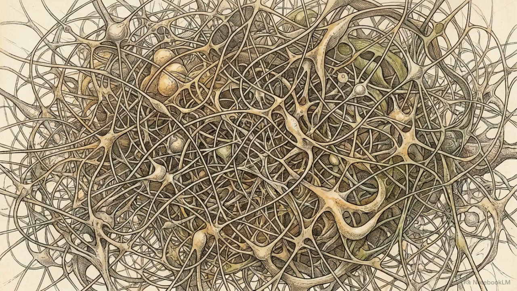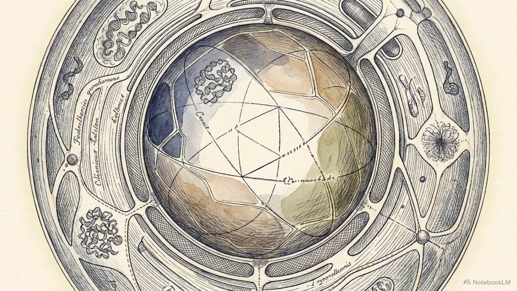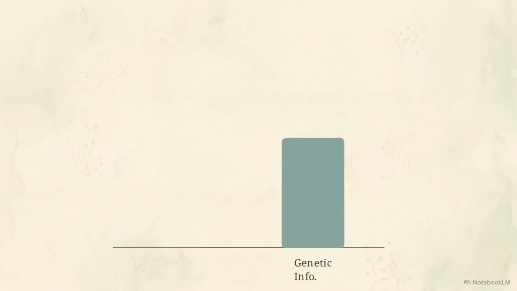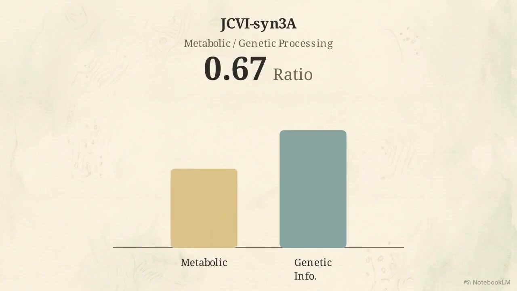Naturally occurring cells carry millions of years of evolutionary baggage. They rely on layered, redundant systems that obscure how core biological functions actually operate. By stripping away that redundancy, syn3A provides a completely isolated testing environment. This rigorous minimalism extends to its internal architecture. syn3A operates with the smallest known ratio of metabolic to genetic information processing genes, sitting at precisely 0.67.